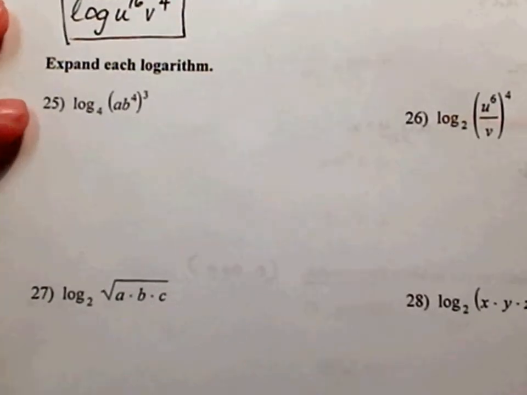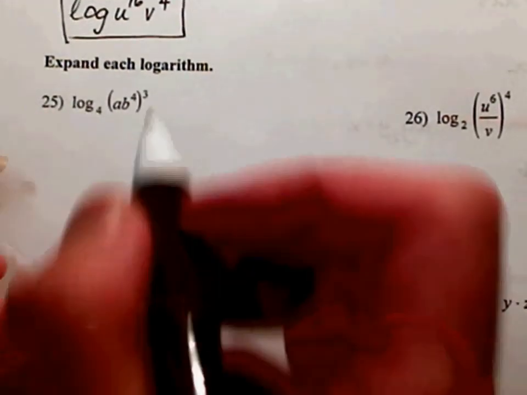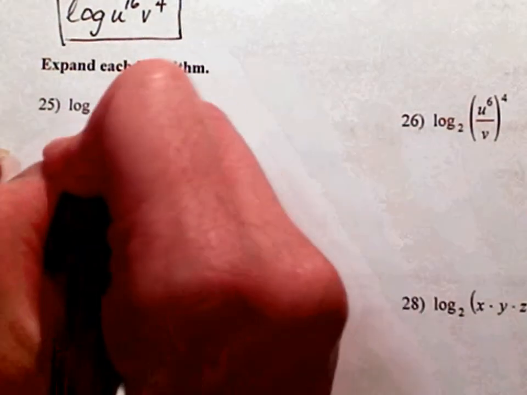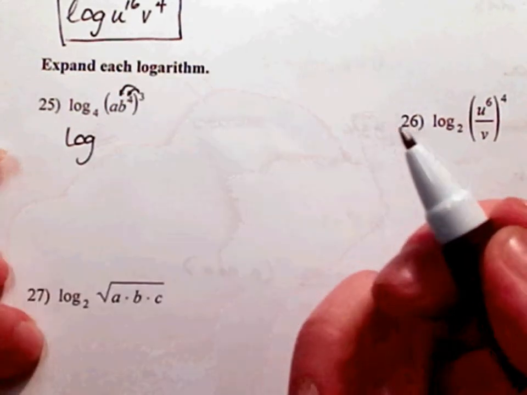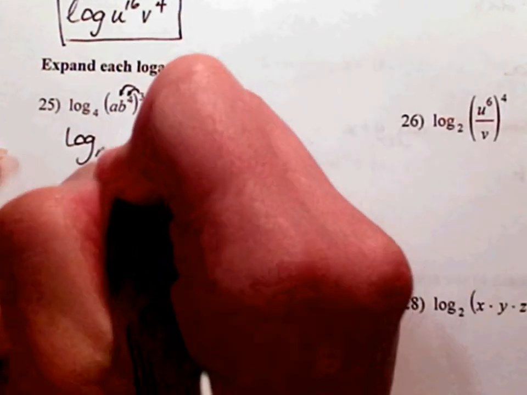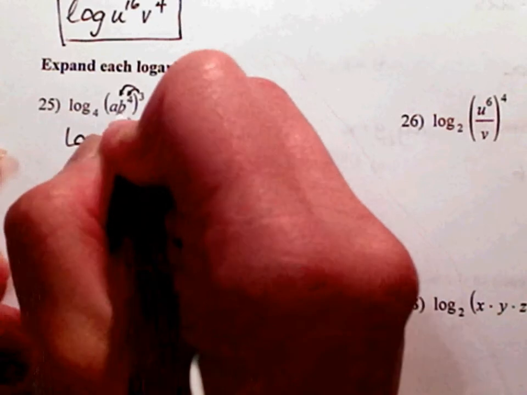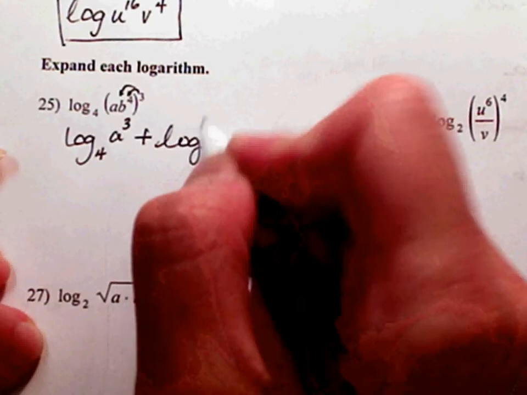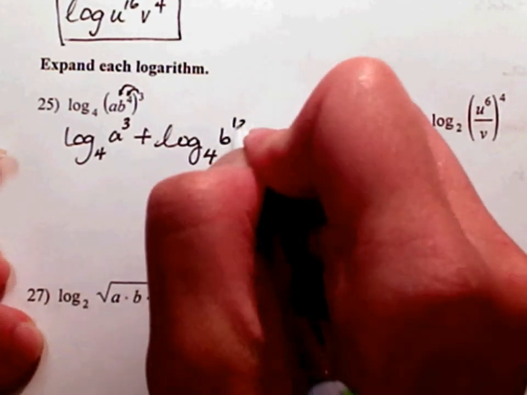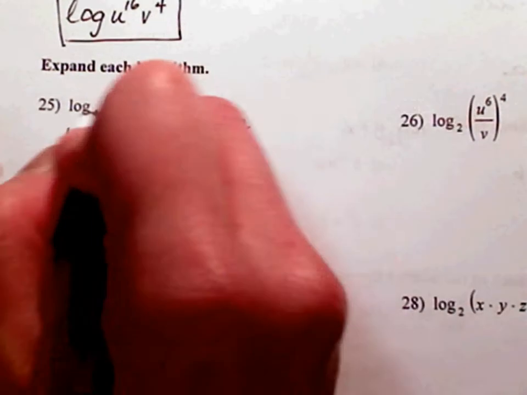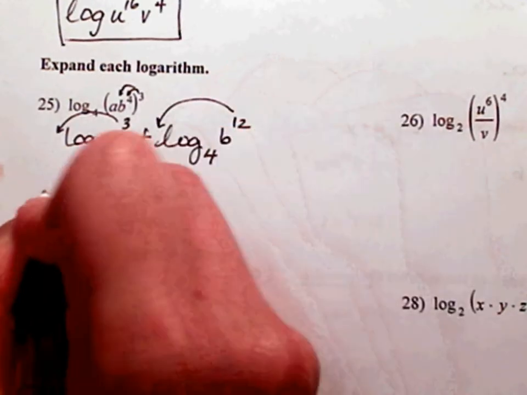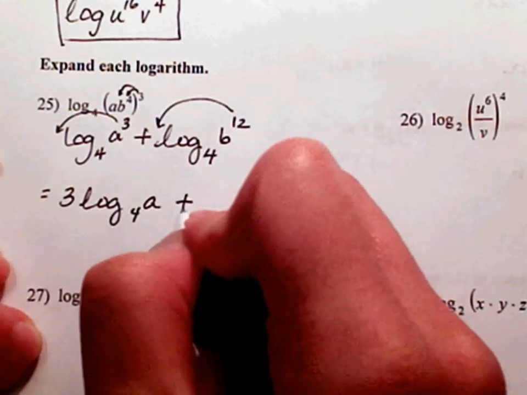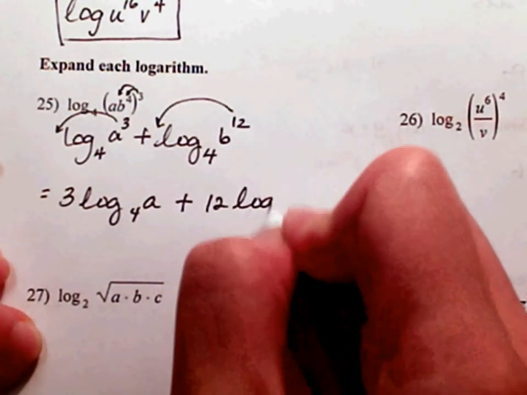25, we're going to go in reverse order. Now we are going to expand, okay? Notice this 3 goes to both the a and the b. So we're going to have log written more than one time. So log base 4 of a to the 3rd. Notice it's a multiplication, so you're going to add log base 4 of b to the 12th, okay? Bring your powers to the front. So now you have 3 log base 4 of a plus 12 log base 4 of b.